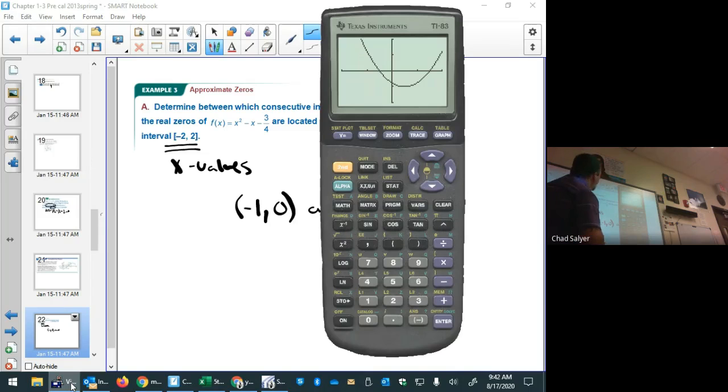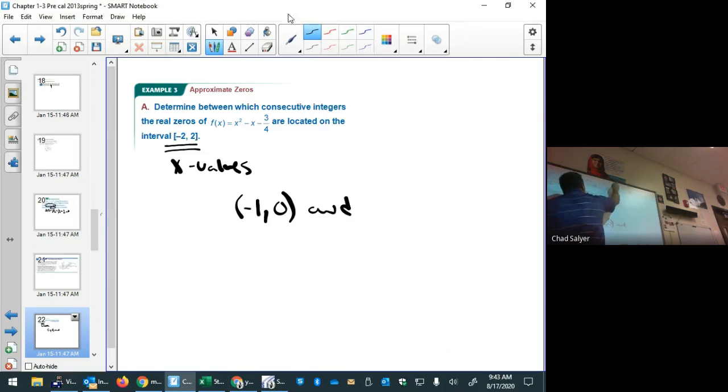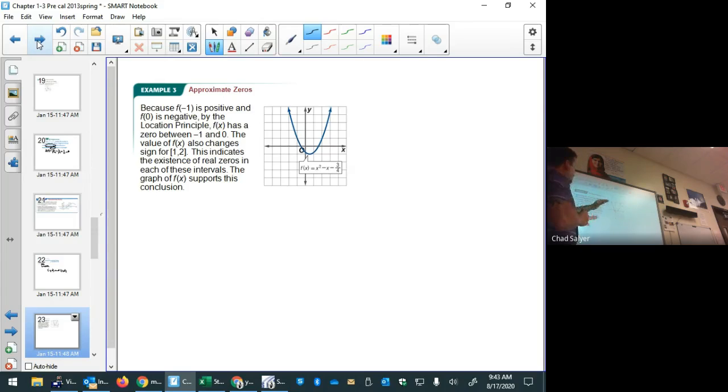And between 1 and 2 is another zero. So those are the consecutive integers between which the x-intercepts or the zeros lie in this function. And we found it by graphical analysis. All right, here's the graph again, in a more zoomed out version. Once again, you can see between -1 and 0 and 1 and 2, we find those zeros.